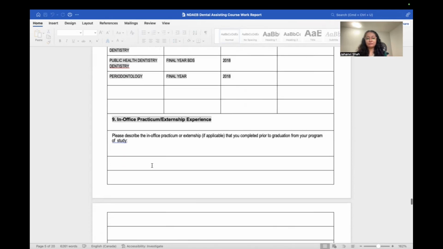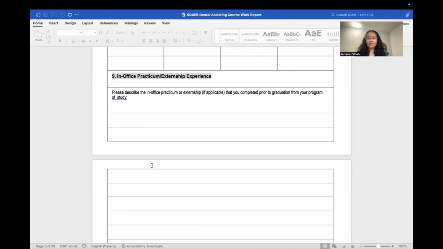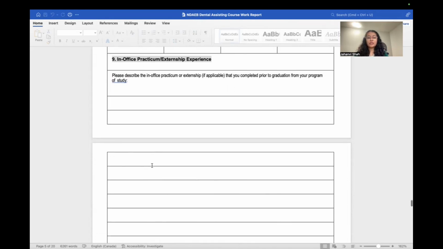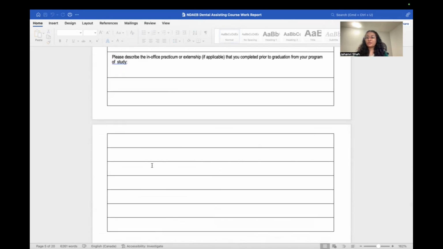It's pretty easy. Coming to the end of the form, which is the in-office practicum or externship experience, what you have to do here is you have to say or type down who you are, which university you went to, how many years you studied in your home country. The other thing which is important is you have to give them the length of the course, from which date to the end of the course date.